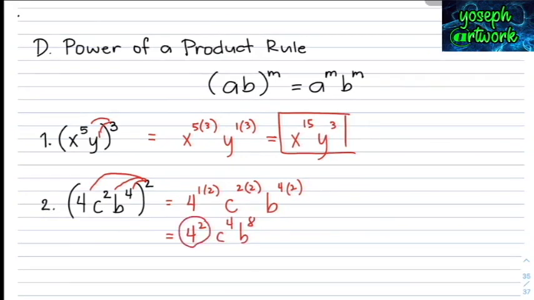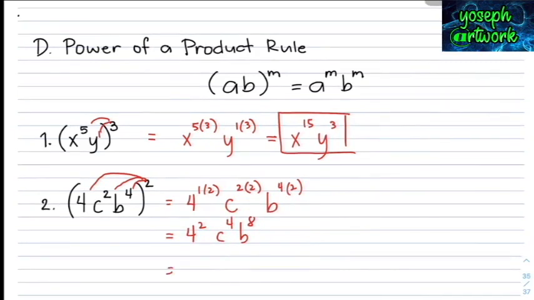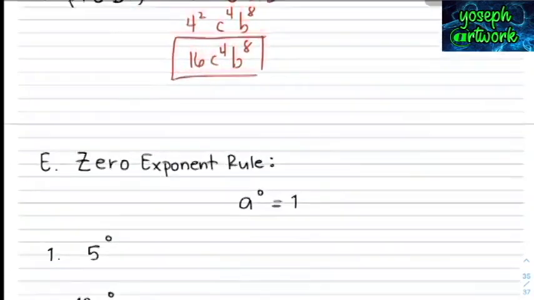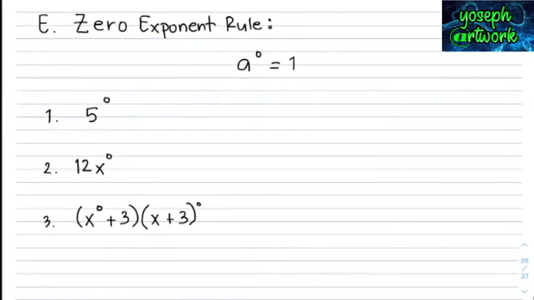We're not yet done kasi itong 4 squared natin can be simplified as 16, c raised to 4, b raised to 8. Meaning, the correct answer for item number 2 is simply 16, c raised to the 4th power, and b raised to 8. So let's have the fifth one, which is yung tinatawag nating zero exponent rule.